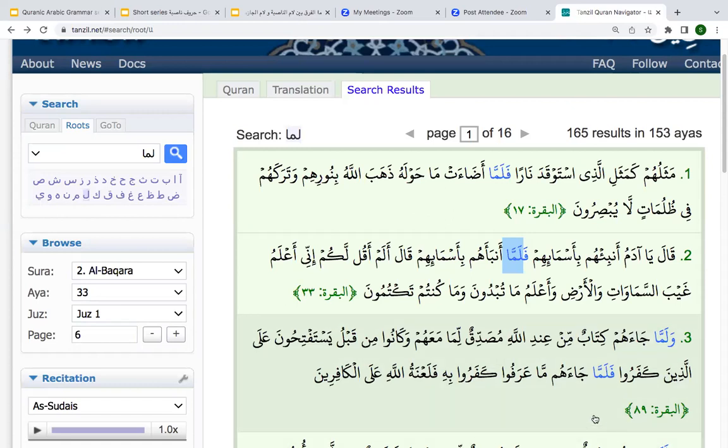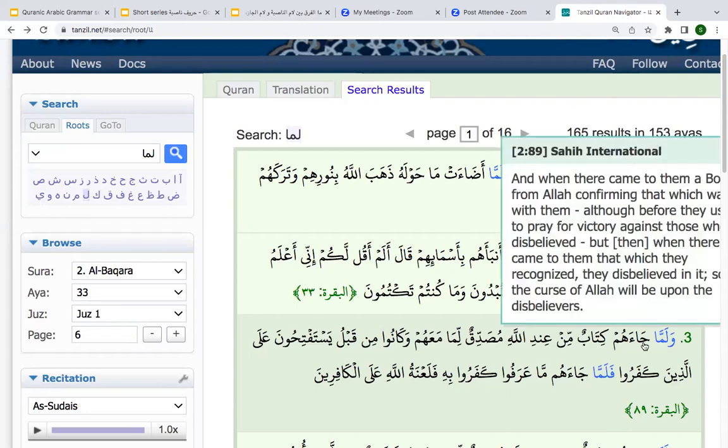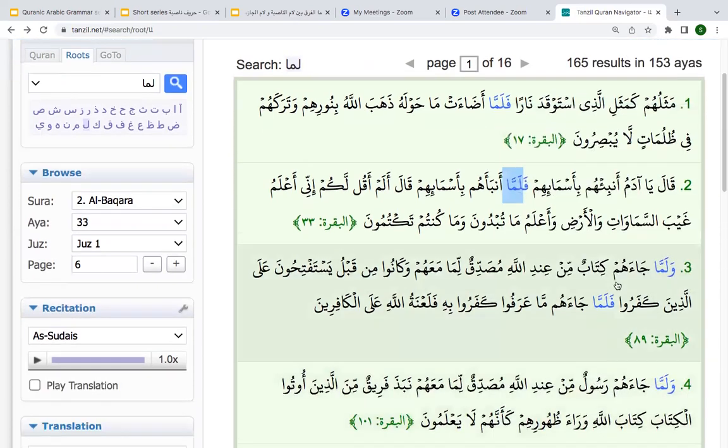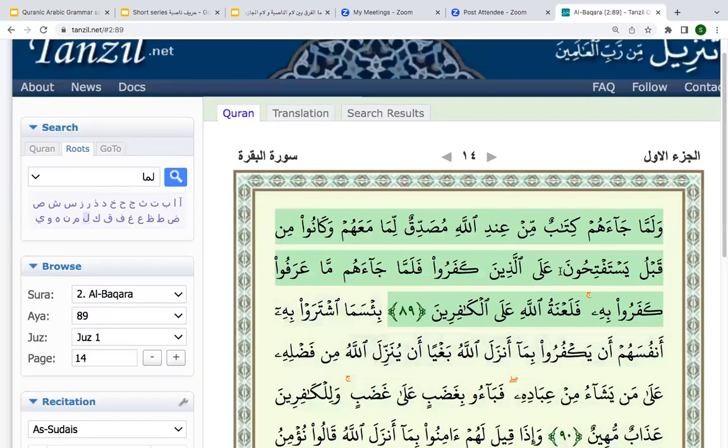Okay, now look here. So this one, again, you are not going to call this harf jazima. You will never call this harf jazima because again, it is followed by fi'il madin. Okay. Lamma ja'ahum. This one is easy. That one is a long verse, that's why I'm not going to go over it. I will do this one with you. What do you think about this part? Try to do this one.